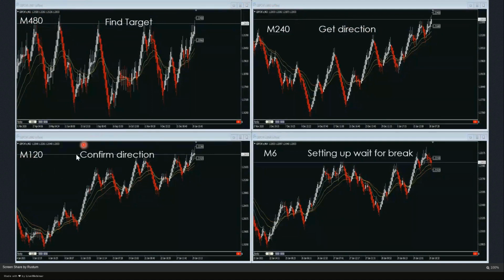M12, this is the change. Richard, Justin, the part we don't know yet, the fine target you don't know yet, confirm direction. Then the setting up, you are waiting for a break.